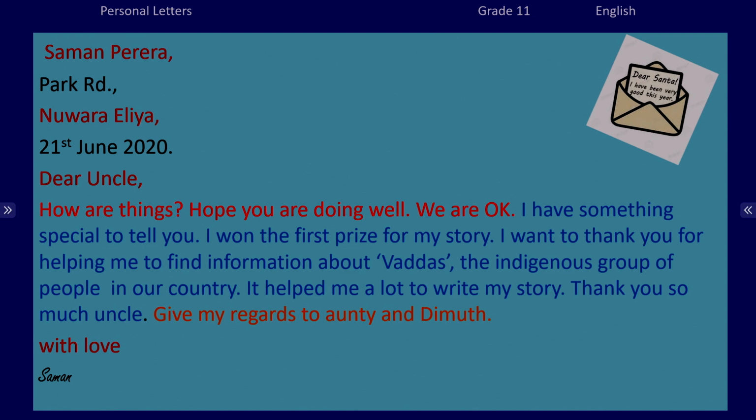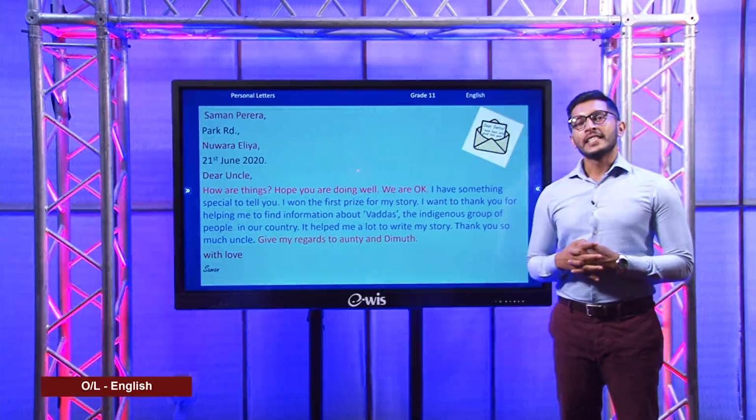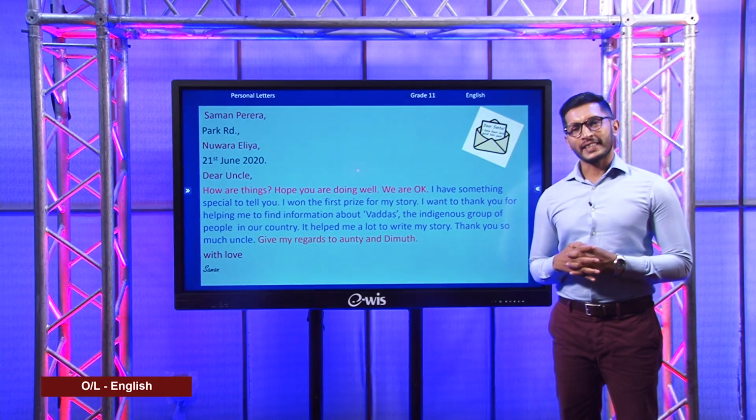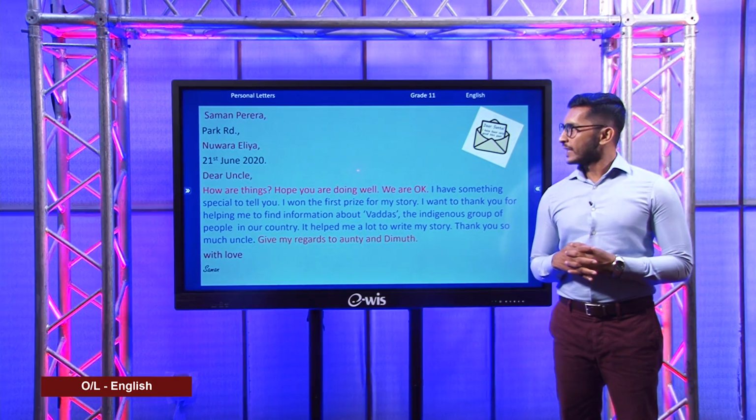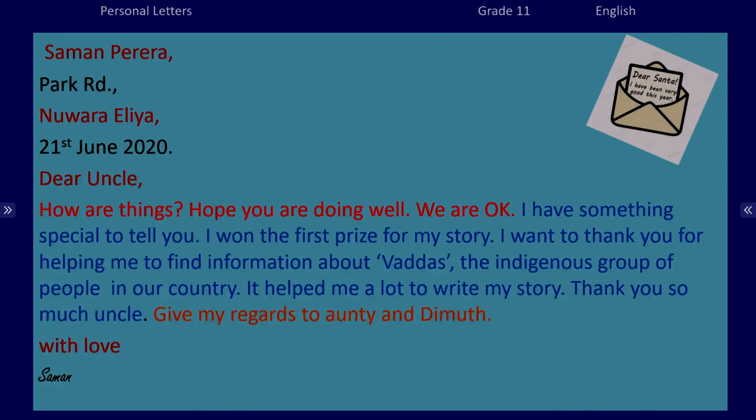Let's start from the address. What is the first phrase given in red? That is the name. Here in this letter, the sender has written his or her name in the address, Saman Pereira. We don't write our name in the address. See the first mistake. Where is it? That is in the address. Saman Pereira. The writer of this letter has written his name there. We don't usually write name in the address. Remember, in a personal letter.